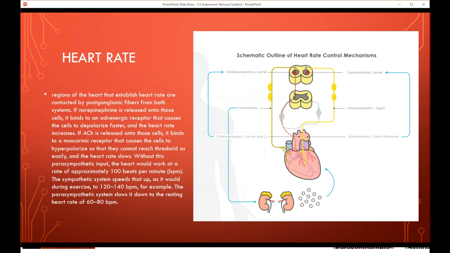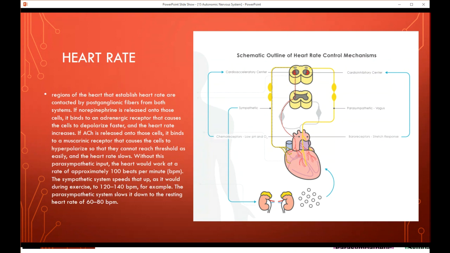But if acetylcholine is released onto those same cells, it can actually bind to the muscarinic receptor. That can cause those cells to hyperpolarize. When that happens, they can't reach the threshold as easily, so our heart rate slows. This all continues to go back to those action potentials that we went over in the muscles, right, guys? So you have to know the action potentials.